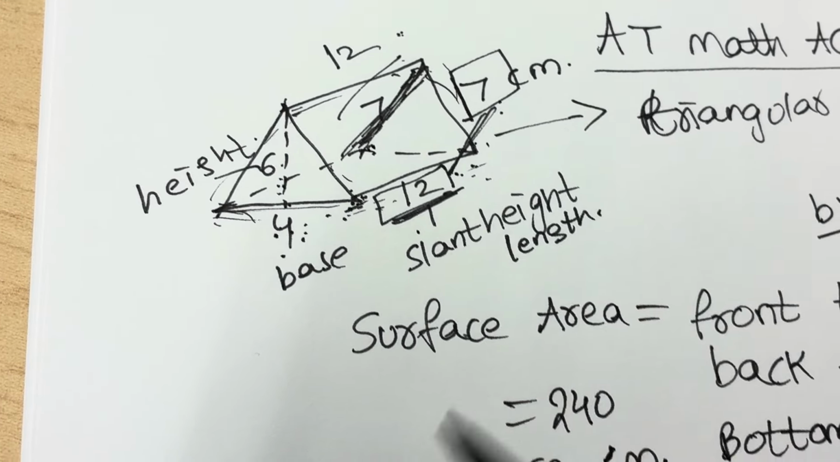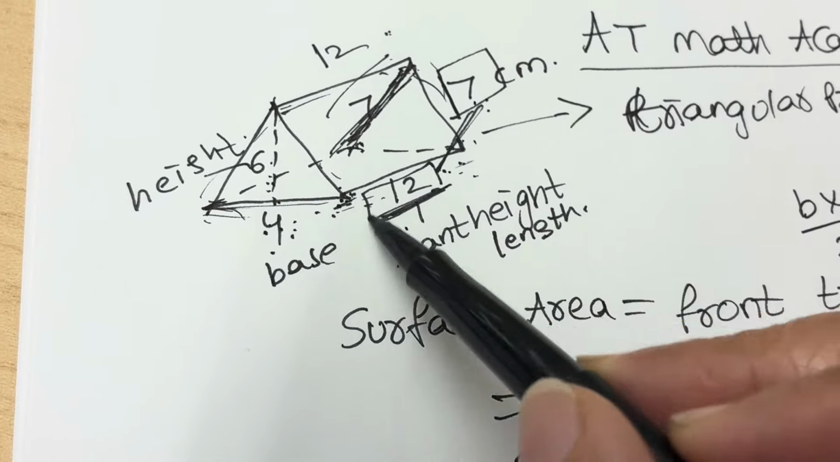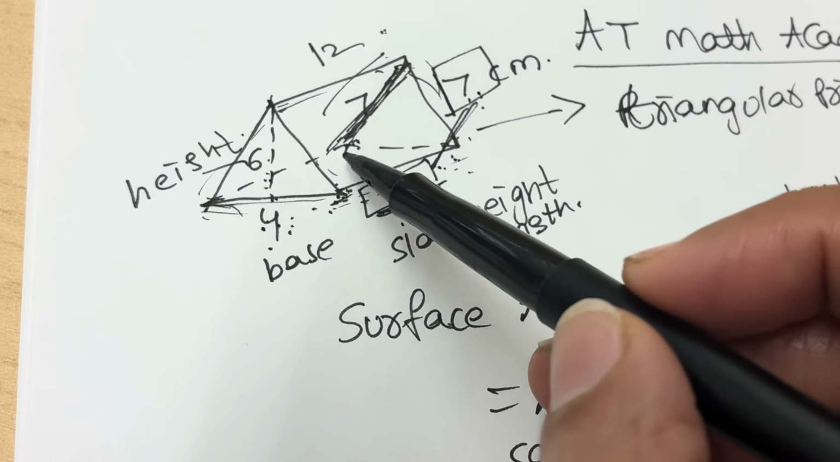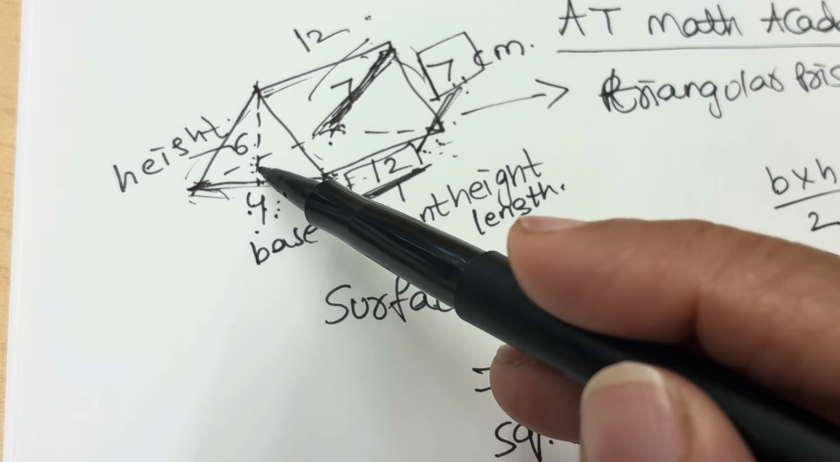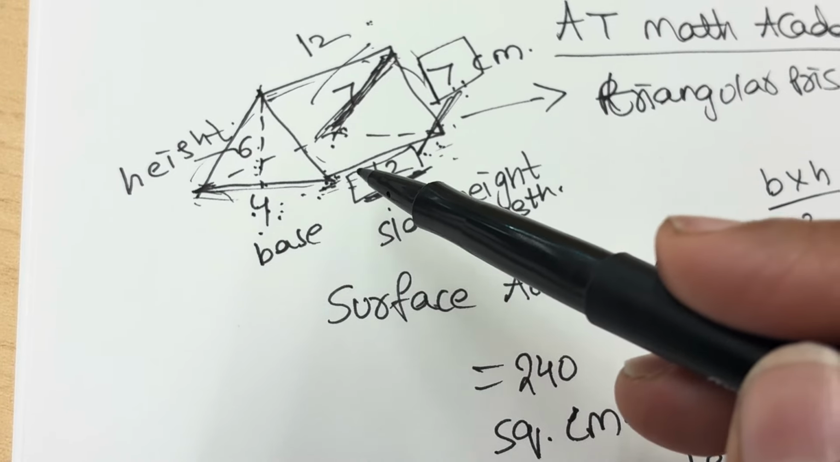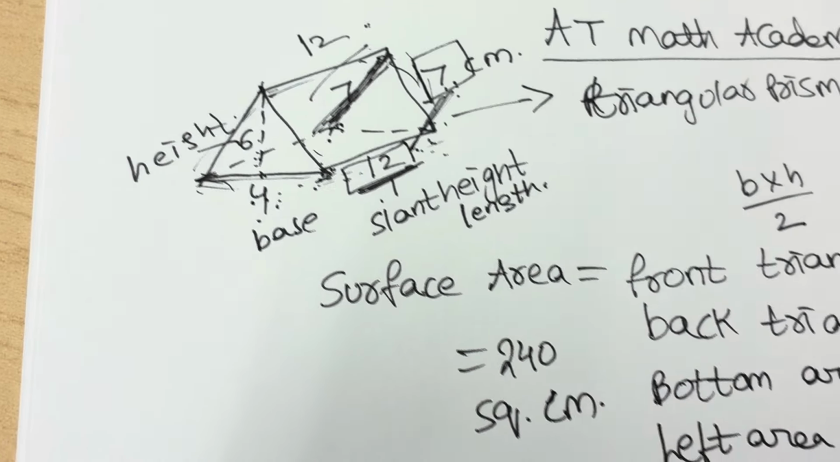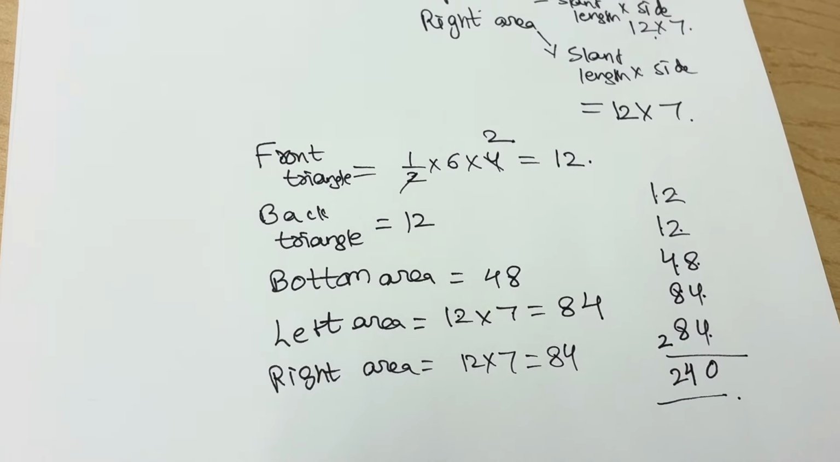So suppose you have another triangle with different side lengths here, then you're going to take the slant length and multiply it with this side length, and slant length multiplied with that side length. And then add up everything: add up the areas of the two triangles, the base area, and the left and right portions of the triangular prism. So this is how you do it.